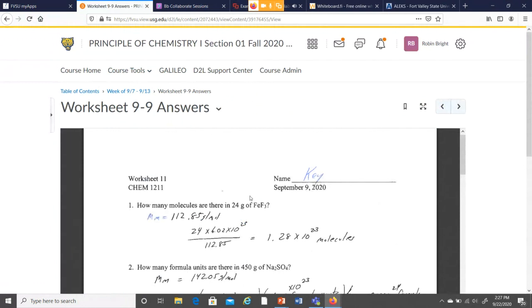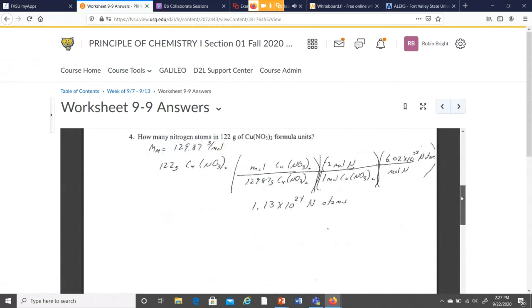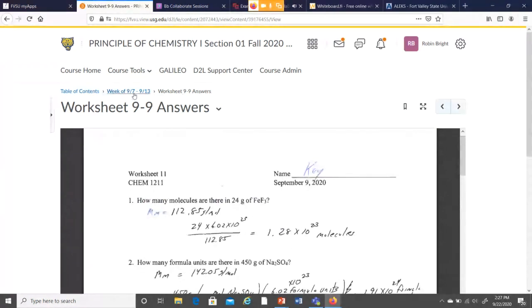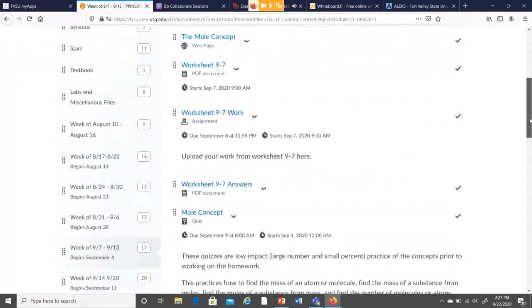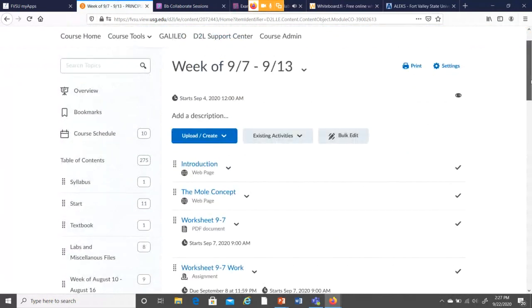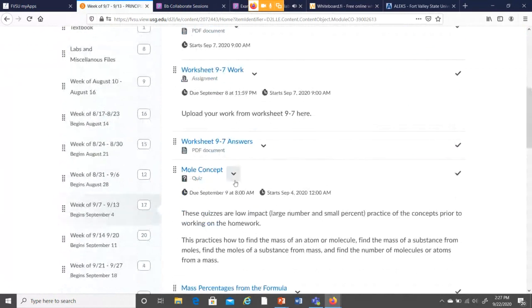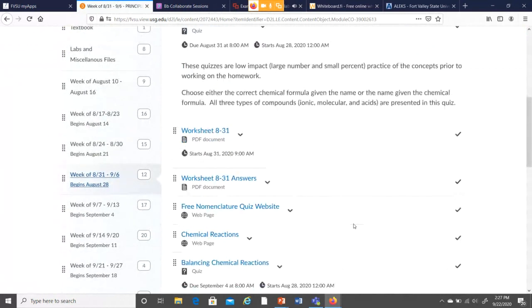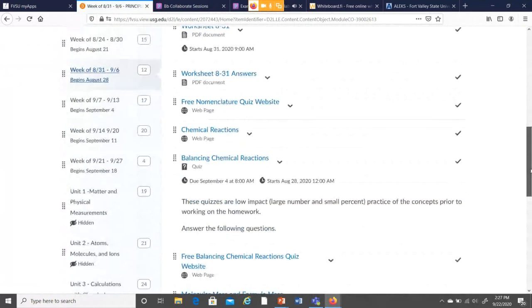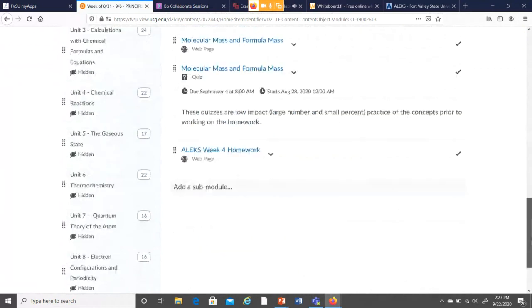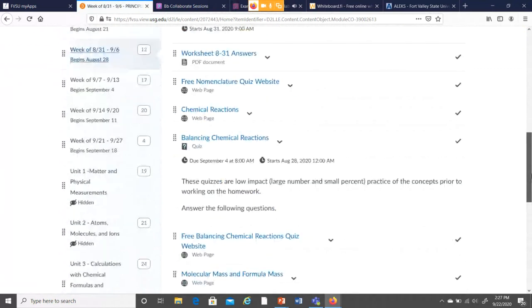Okay, but I wrote all the answers out. And now that I realize that I'm missing one, I will get that one out. I thought I was done. I've got half an hour before lab, so I can get that done. I did the chemical nomenclature, I swear I did. Maybe that's in the week before.